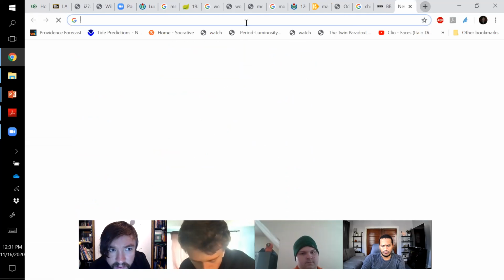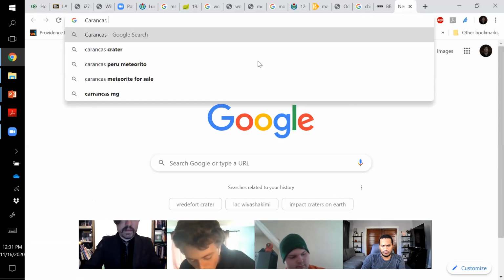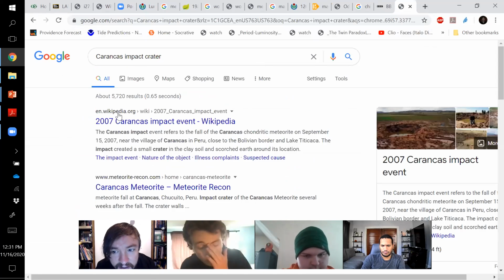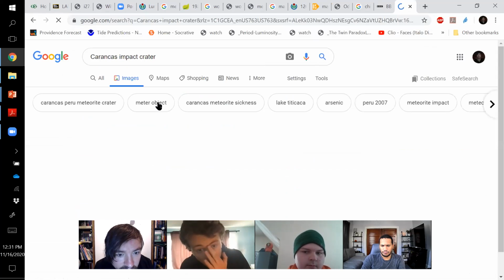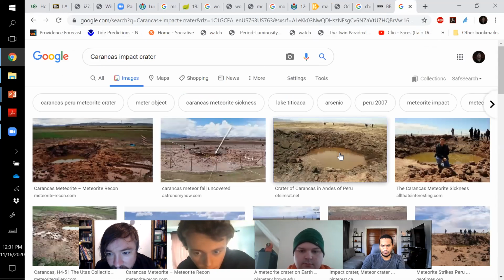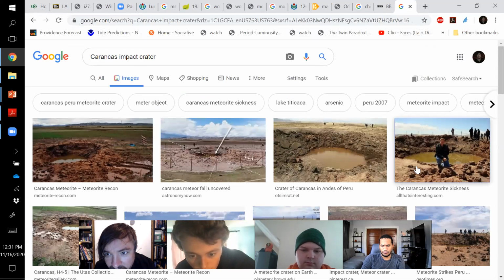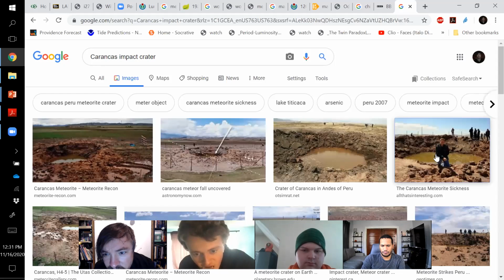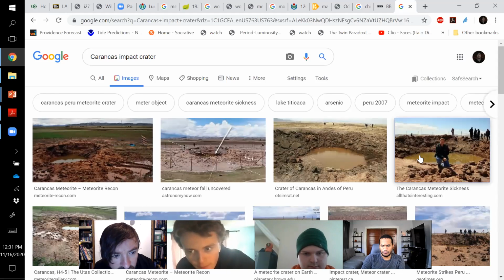Carancas. So let's see if I can paste Carancas impact crater. So now that it took me a minute to think about it, Andrew, here's a great example of this meteoroid rather. Come on, my internet's freezing up on me here. Give me the picture.